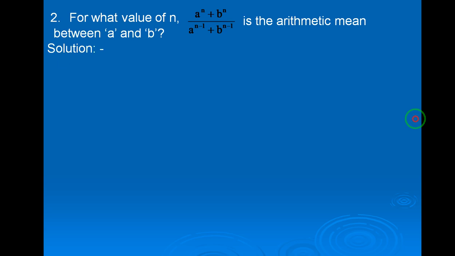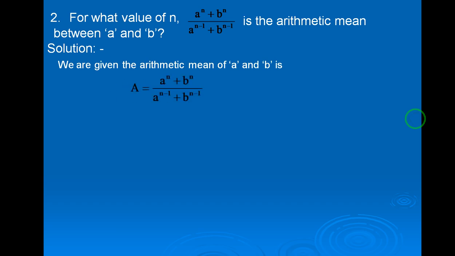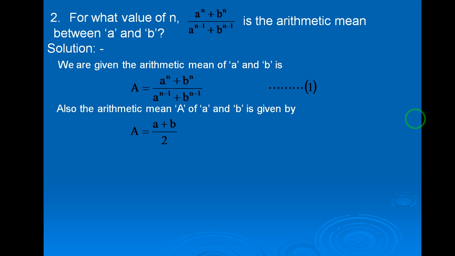Now the solution is, we are given the arithmetic mean of a and b: capital A = (a^n + b^n) / (a^(n-1) + b^(n-1)). Put it as question number 1. Also, the arithmetic mean capital A of a and b is given by capital A = (a + b) / 2. Put this as question number 2.